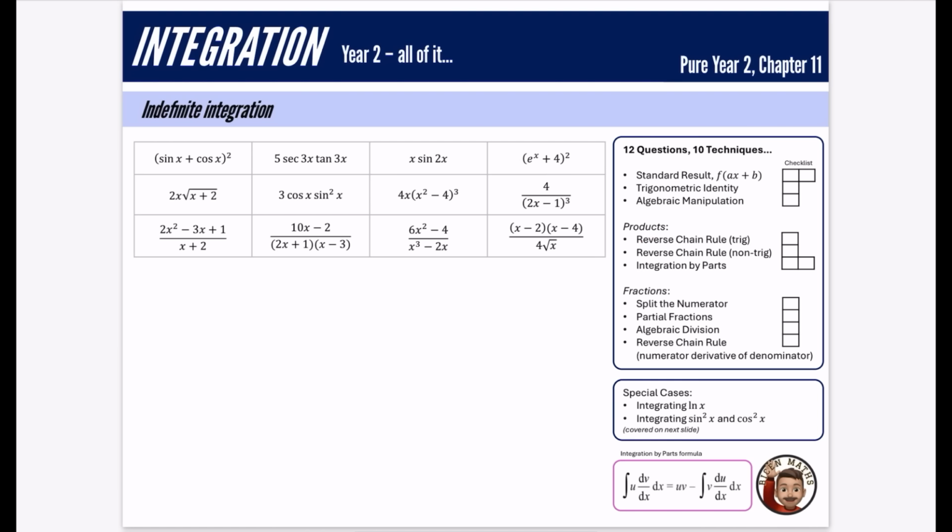This is for expressions which are written as products. So for example, this is a product because we've got two things multiplied. This is a product because we've got two things multiplied. And then for fractions, I've left the fractiony ones at the second part of these questions here. We can either split the numerator, which I'll explain when we get to it, partial fractions, algebraic division, or the reverse chain rule, where the numerator is the derivative of the denominator. So I've already done too much talking.